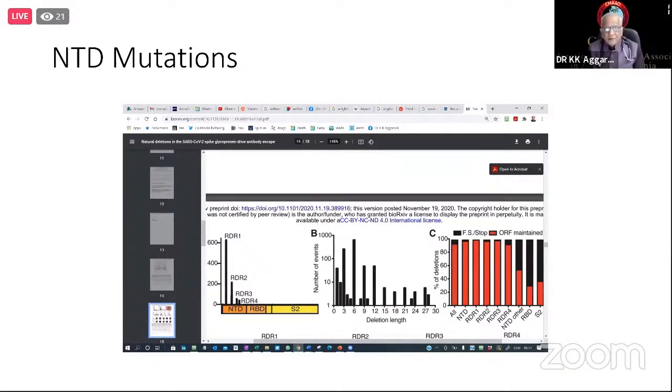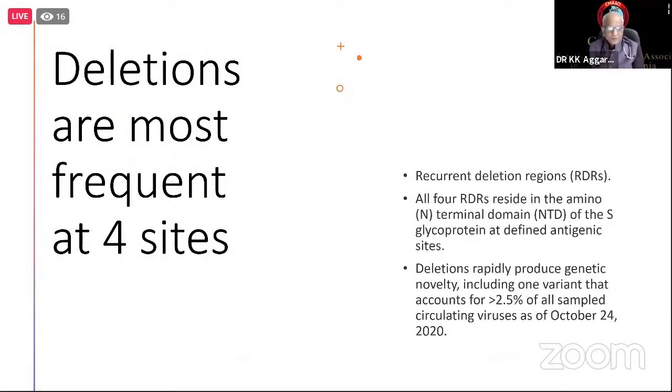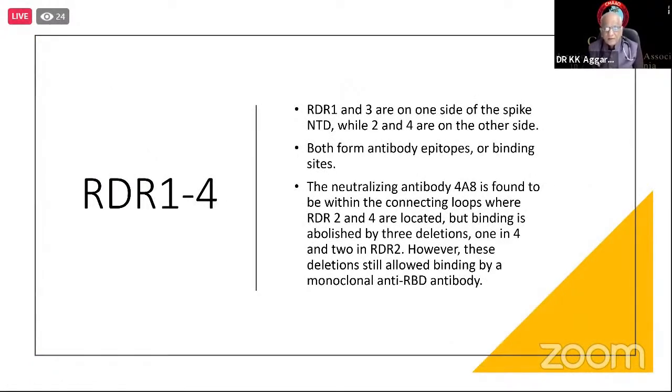Amongst them in the NTD, 1 and 3 are on one side, 2 and 4 are on the other side. Now you will see that in the UK edition of the virus, the deletion has been in RDR1 and RDR2. You can see the majority of the deletions will occur in RDR1 and RDR2. So therefore, the deletions are recurrent and frequent in 4 sites. That's what it is. RDR1 and 3 on one side, RDR2 and 4 on the other side.